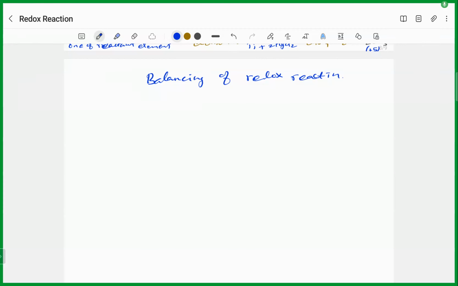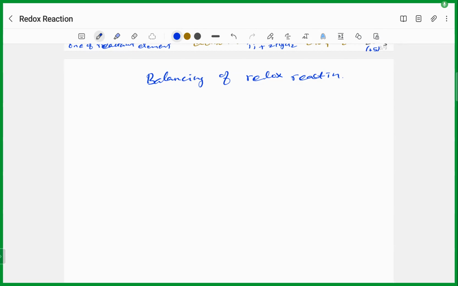So to balance P4 solid plus OH minus aqueous, it gives PH3 plus H2PO2 minus aqueous. Is it a gas? So now we have to equalize. We have seen the two methods, right? First we'll go by the oxidation number method.